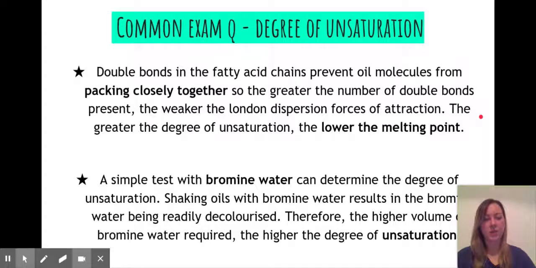If you wanted to make it really accurate, you could use a burette or count the number of drops with a dropper if you're working with small amounts. That would maybe be something that could come up in an open-ended question. If you're talking about the properties of fats and oils, definitely add in a bit about the degree of unsaturation and how you can test for that.